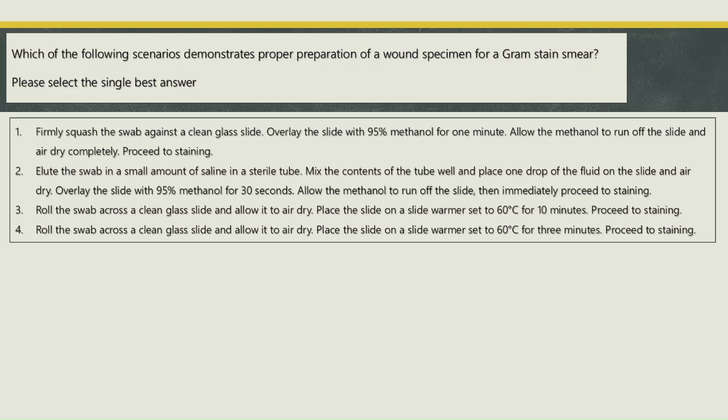3. Roll the swab across a clean glass slide and allow it to air dry. Place the slide on a slide warmer set to 60 degrees Celsius for 10 minutes. Proceed to staining. 4. Roll the swab across a clean glass slide and allow it to air dry. Place the slide on a slide warmer set to 60 degrees Celsius for 3 minutes. Proceed to staining.